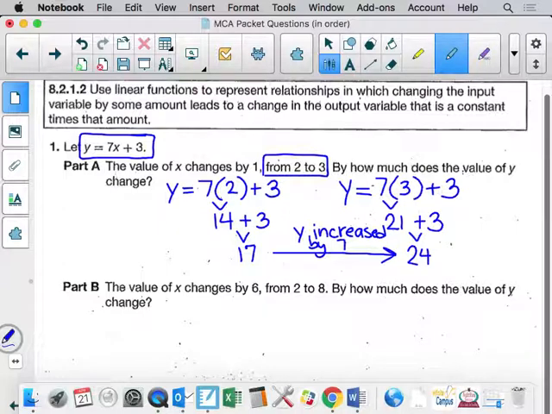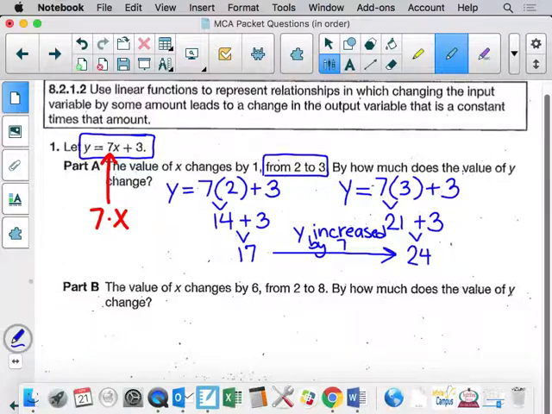The reason that happened is because there's a 7 next to the x. You're multiplying whatever x is by 7. So increasing x by 1 doesn't increase y by 1. It increases it by 7 because it's multiplied by 7.